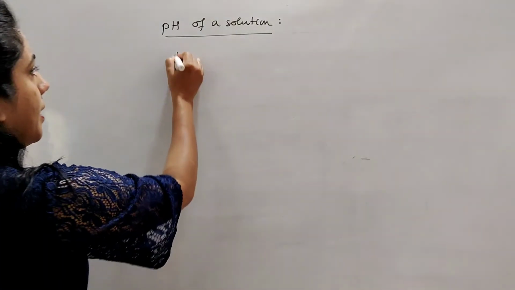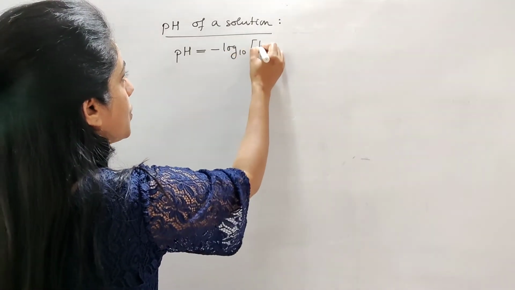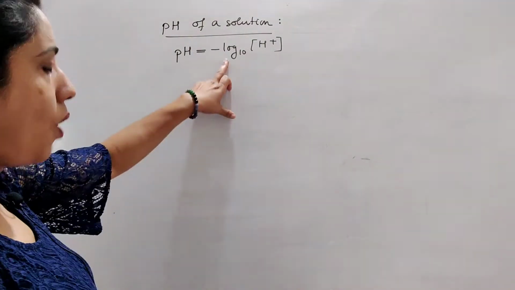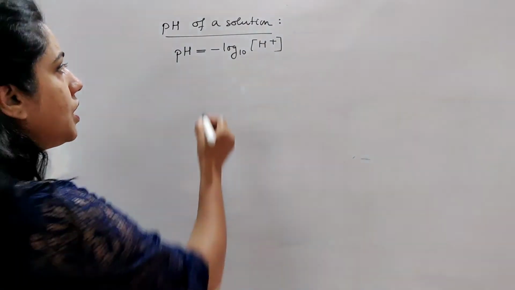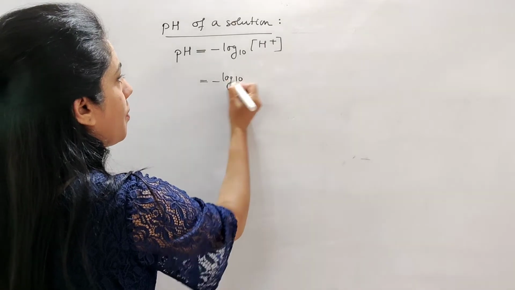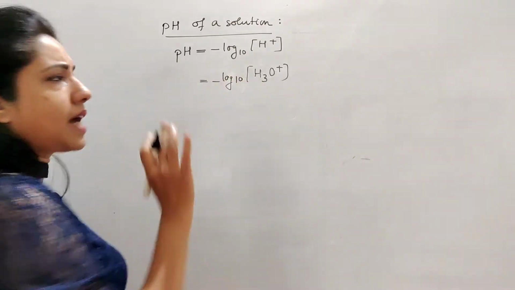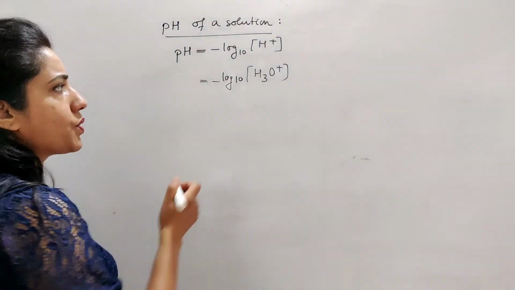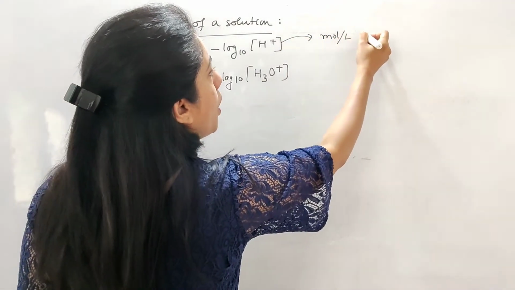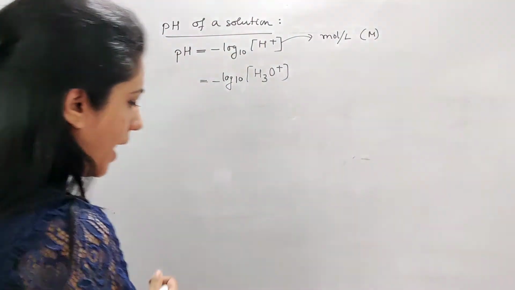Let us understand the definition: pH is defined as the negative logarithm of hydrogen ion concentration. You can also write negative logarithm of hydronium ion concentration, because we already know that we can replace hydrogen ion by hydronium ion. But in both cases, the concentration has to be taken in mole per liter, or molarity.